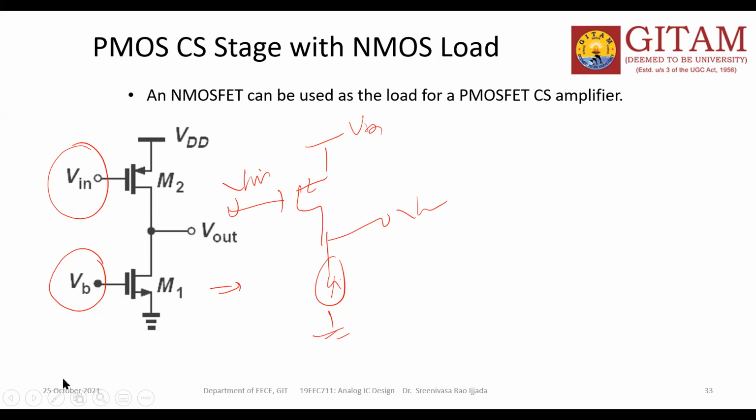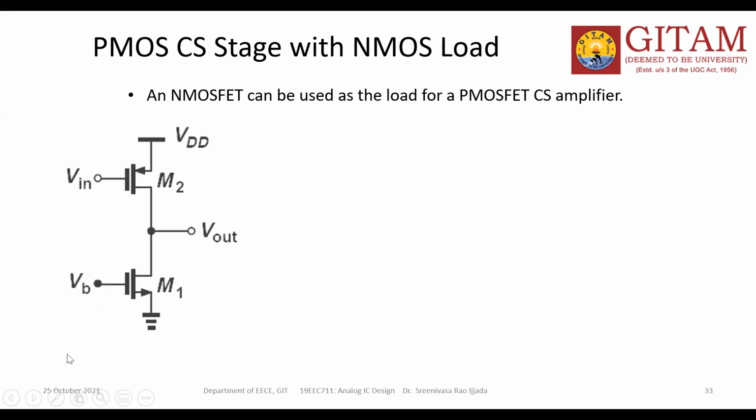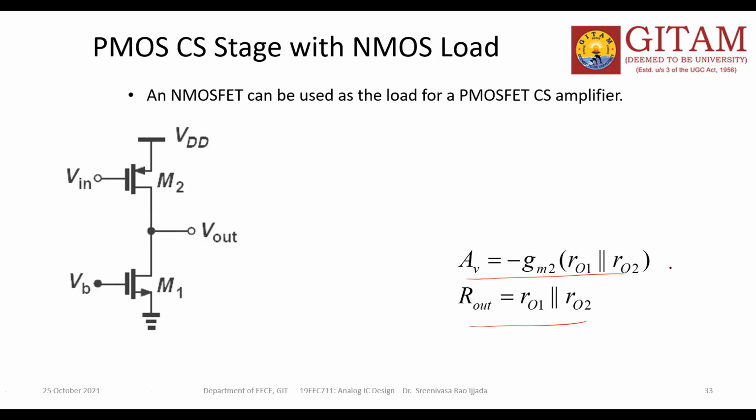Okay, so earlier in the same category we have two circuits. In one case, PMOS is acting as the load. In this category, NMOS is acting as the load. The difference is very simple: supply the voltages reversely. So you will get the same voltage gain, same output resistance, everything will be the same.